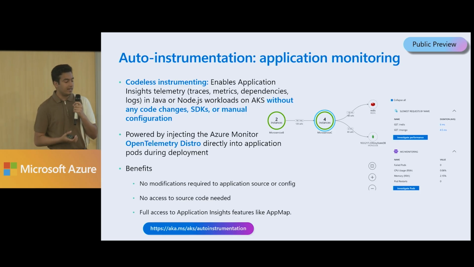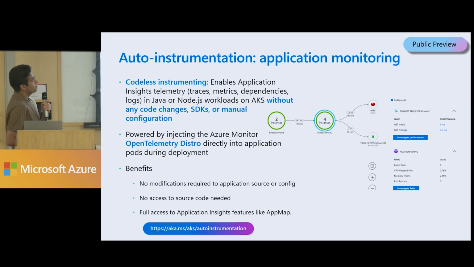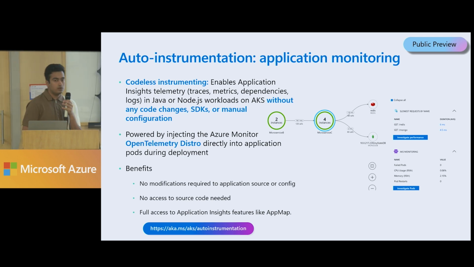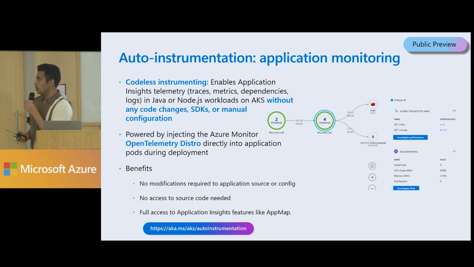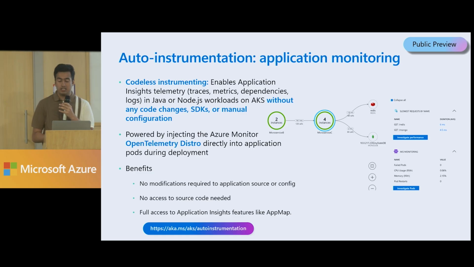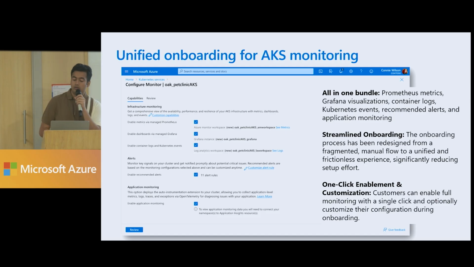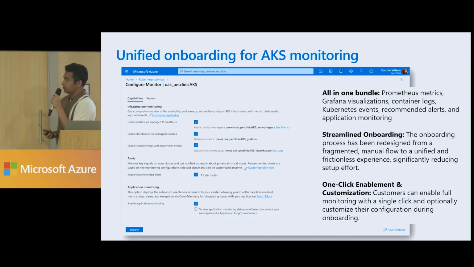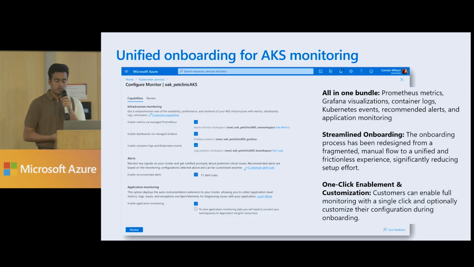So one example of that is auto-instrumentation for applications. So this is effectively a tool which allows you to enable monitoring for your Java and Node.js applications without actually making any kind of changes to your application code. Additionally, we're also making improvements and making the process simpler for you to actually onboard all of these tools onto your clusters.